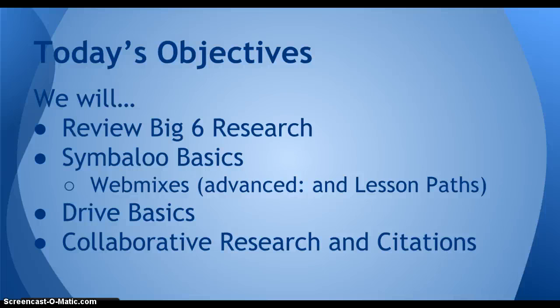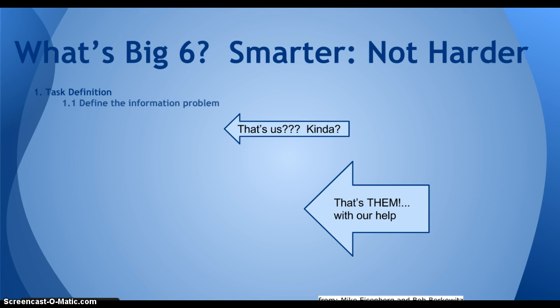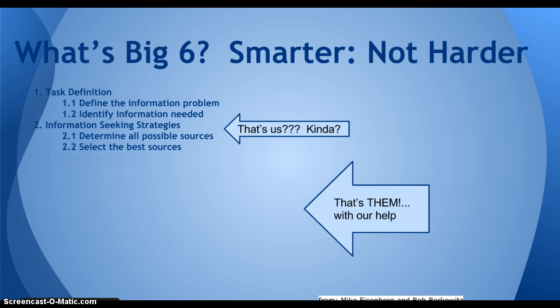Today's objectives were we explored Big Six research, we talked a little bit about the basics of Symbaloo, we talked some basics of Google Drive, and then also explored how I have my students do collaborative research and citations of their research. So Big Six we talked about is from Mike Eisenberg and Bob Berkowitz, and kids need to research smarter, not harder.